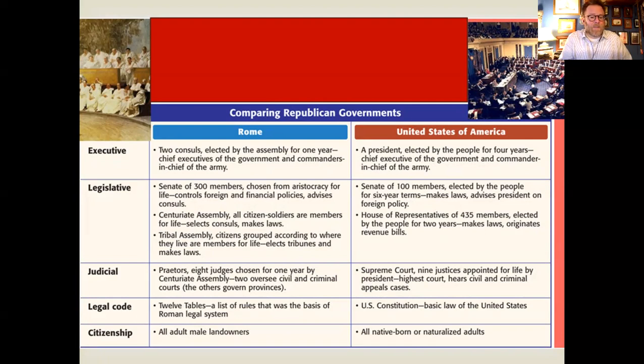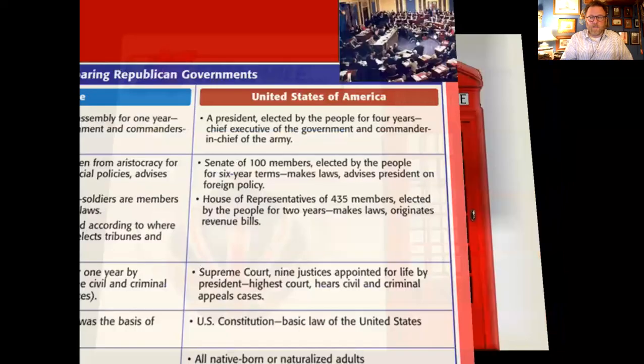And then the legal code. The 12 Tablets was an attempt to publicly list and articulate the laws of the Roman legal system. And of course, in the United States, it's the Constitution itself, which is the fundamental law. And then citizenship: all male landowners, and now today in the US, all native-born or naturalized adults are citizens as well. So some definite connections there. When the founding fathers were cooking up and developing their constitution, developing their framework for governing, they drew heavily on Roman ideas as well.